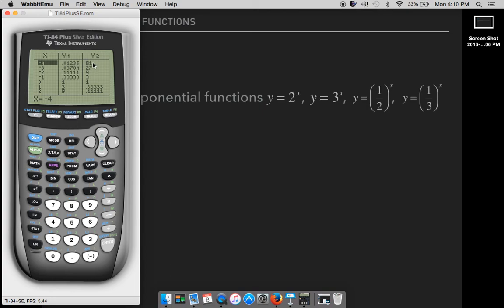Let's take a look here. See, at 81, take 1/3 of that, it's 27. Take 1/3 of 27, it is 9. Take 1/3 of 9, it is 3. You could also think of this as dividing by 3. So 27 divided by 3 is 9. 9 divided by 3 is 3. 3 divided by 3 is 1. So these b values are going to tell you the rate at which your graph is either increasing or decreasing.